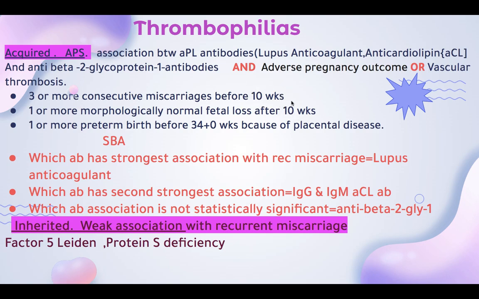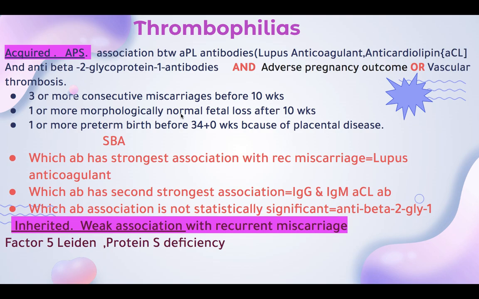Like I have already mentioned, we remember the things in relation with each other. So, here in this definition, it is 10 weeks only, right? There is no 24 weeks. This is 10 weeks. So, 3 or more consecutive miscarriages before 10 weeks. Then, what can the next adverse pregnancy outcome be? 1 or more morphologically normal fetal loss after 10 weeks of gestation.